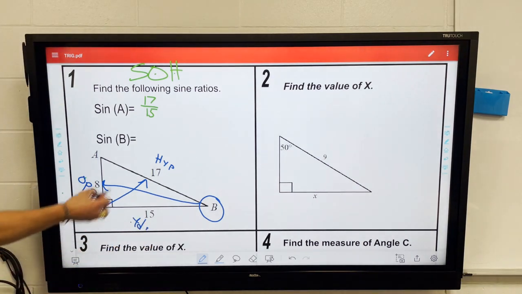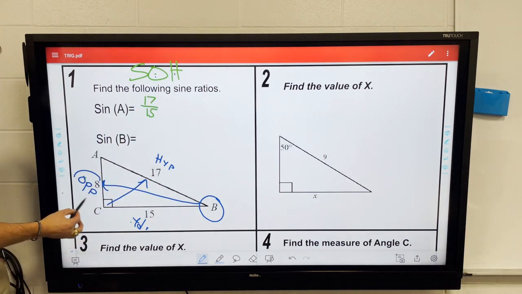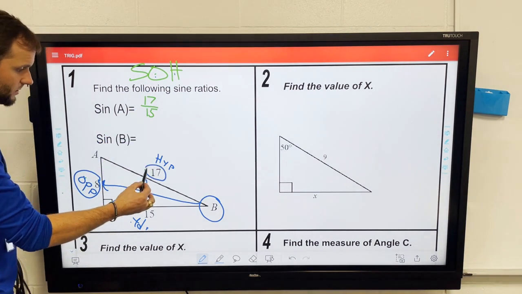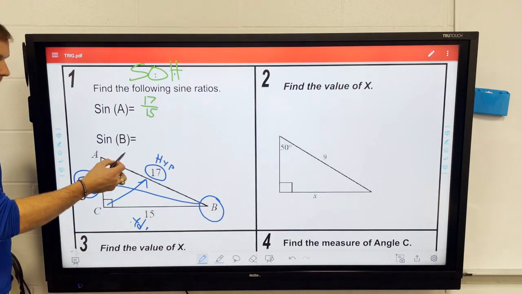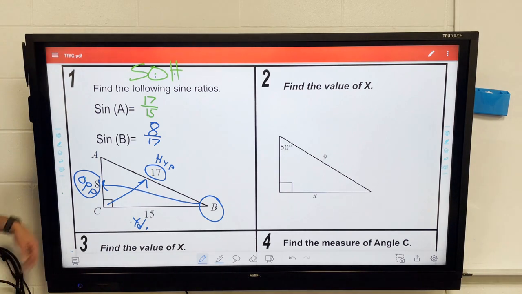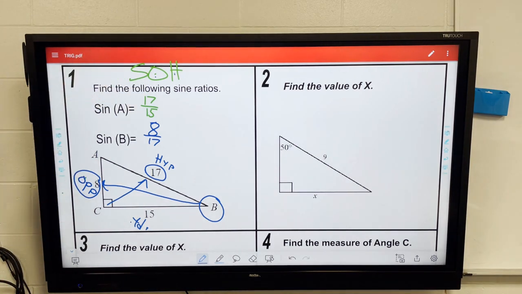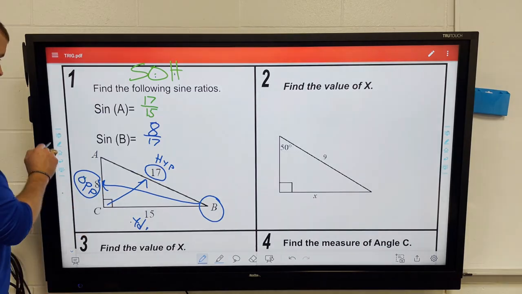So remember, sine is opposite over hypotenuse. So my sine for B is going to be 8 over 17. And that, ladies and gentlemen, is going to help you whenever we end up solving for our equations here in a little bit, okay? Let's take that into account. So let's jump over to example number 2. I'm going to show you how to actually use this now, okay?